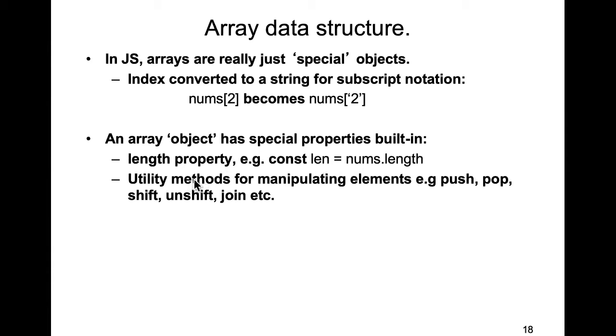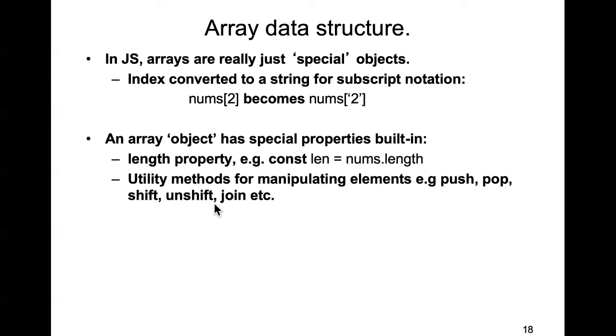And then there are various, what I'm calling utility methods associated with the array type that allow you to add and remove elements to and from the array. Typically, you might want to add an element to the end of the array or remove an element from the end of the array. To do that, you use the push and pop methods. If you want to add or remove an element from the start of the array, you use the shift and unshift. And there are various other methods as well, like if you want to join two arrays, etc., etc.